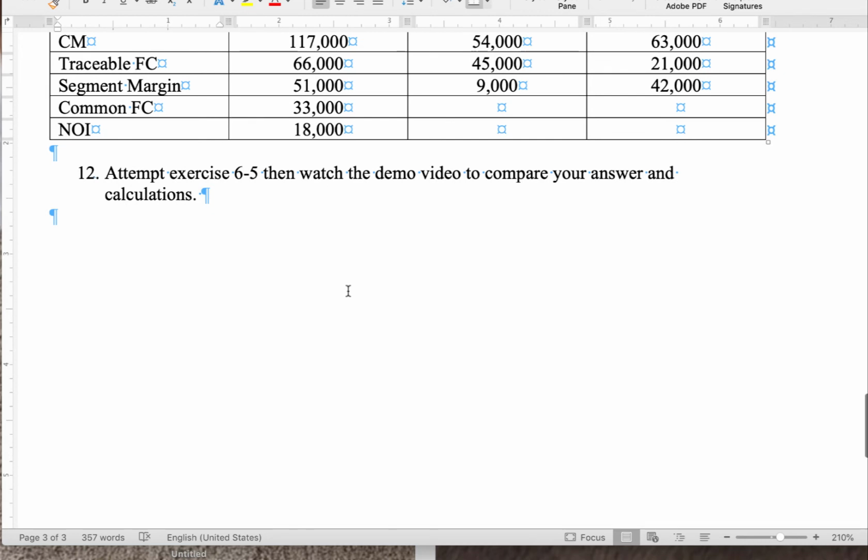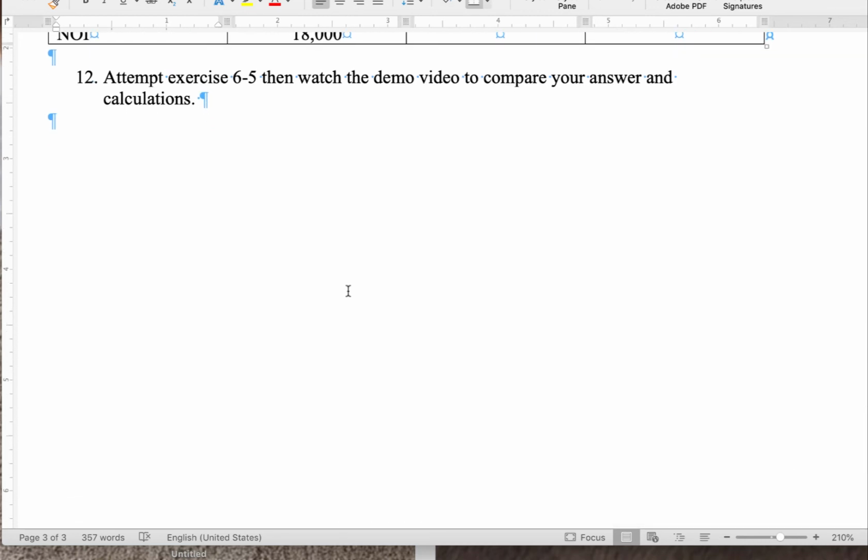When we come back, we're going to look at exercise 12. We're going to see how we calculate the company break-even point in dollars, as well as the break-even point in dollars for the North region and for the South region. So tune back in for that one.